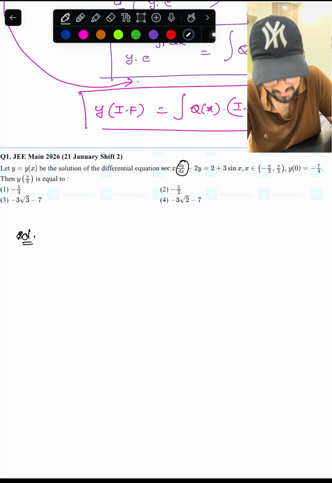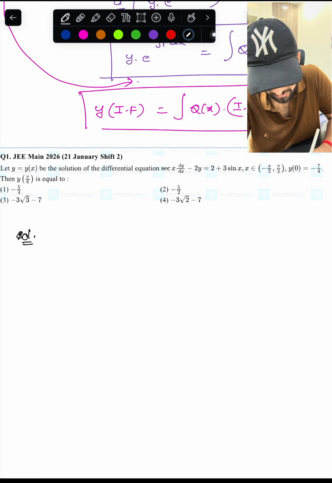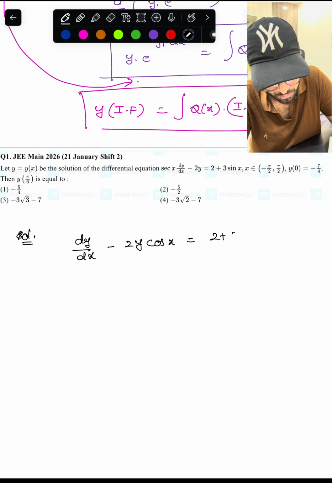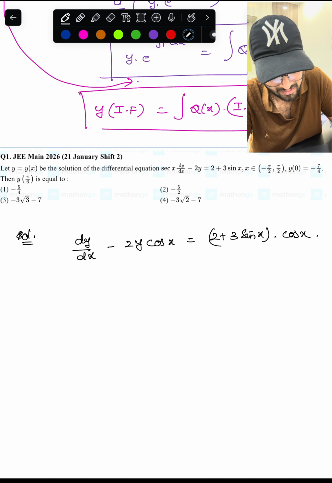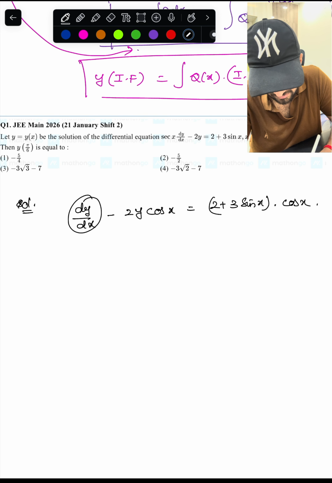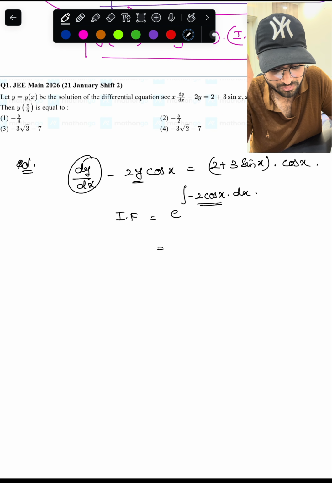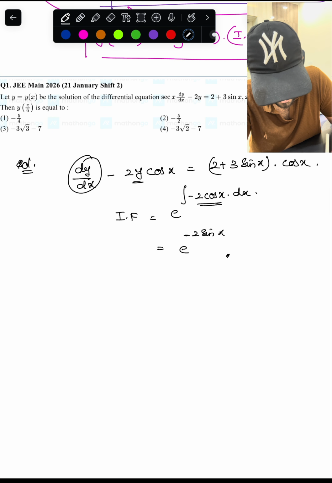Here dy by dx alone should be there, but secant x is present. I am going to divide by secant x, which gives dy by dx minus 2y by secant x, which is nothing but 2y cos x, equals 2 plus 3 sin x by secant x. 1 by secant x means cos x. Done. Now I can see this is dy by dx, and here I can spot y. The integration factor is e power integration of minus 2 cos x dx. Simple. The integration of 2 cos x is 2 sin x, so e power minus 2 sin x is our integration factor.